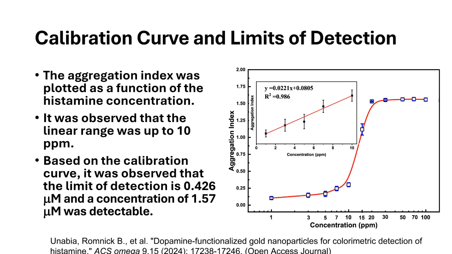The aggregation index of the gold nanoparticles was plotted as a function of the histamine concentration. It can be seen that the linear range is up to 10 ppm of histamine. The inset graph shows the calibration plot of the aggregation index as a function of the histamine concentration. Overall, the limit of detection for histamine was found to be 0.426 micromolar in a quantitative manner.